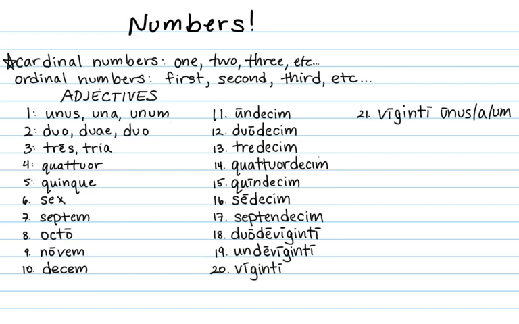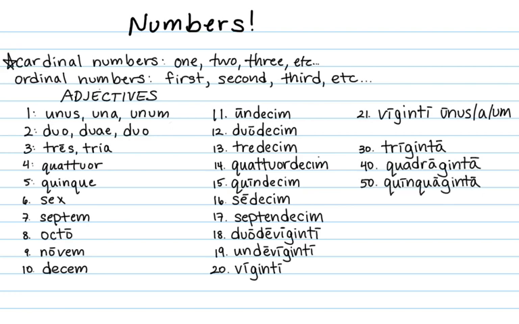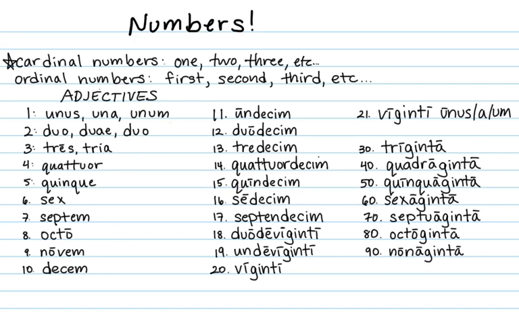Then we start saying 20 and, so 20 and 1, unus, una, unum. Back to declining. Numbers 11 through 20 did not decline. Once we get up to 30, we say triginta, and then we follow that pattern for 40, quadraginta, 50, quinquaginta, 60, sexaginta, 70 is septuaginta, 80 is octoginta, 90 nonaginta, 100 centum. None of those things decline.